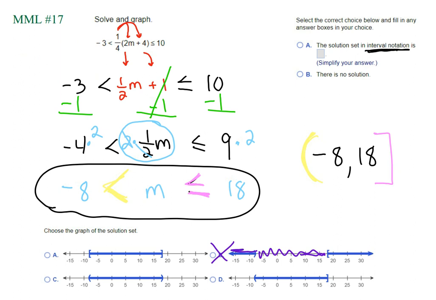They've got it going to the left or to the right, not in between. And then I can eliminate A for sure, because they've got a bracket here and there should be a parenthesis. And I can eliminate C because they have a parenthesis here where there should be a bracket. And so here we go. Here's the parenthesis. And that does look like it's at -8. And there's a bracket at the other end, which does appear to be at 18. So it's D. And that's how you solve that problem.